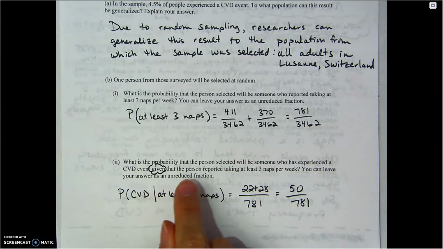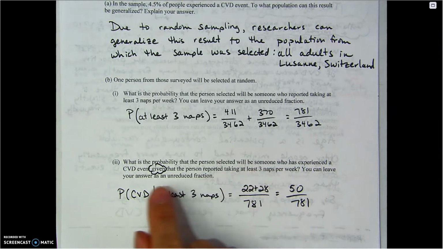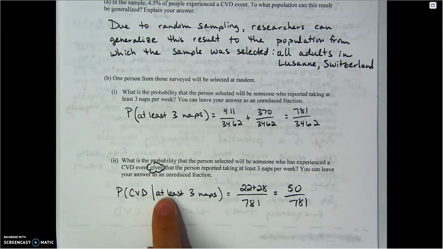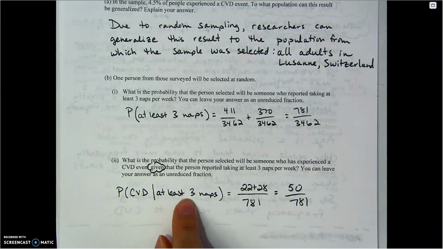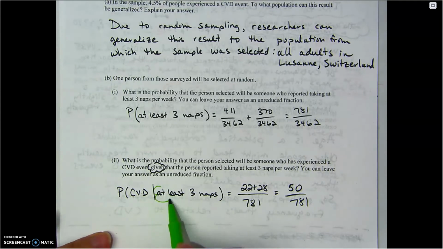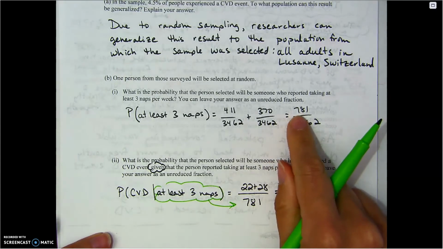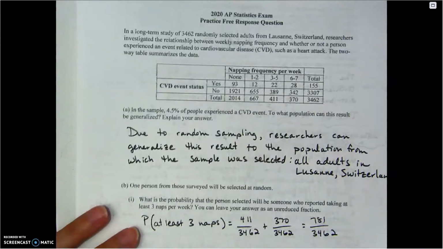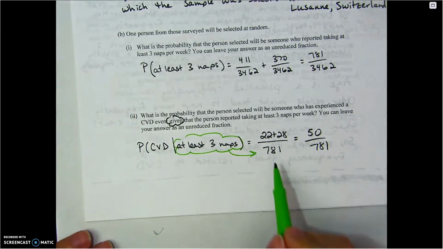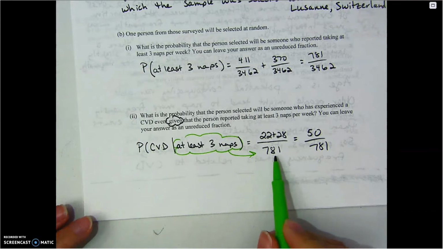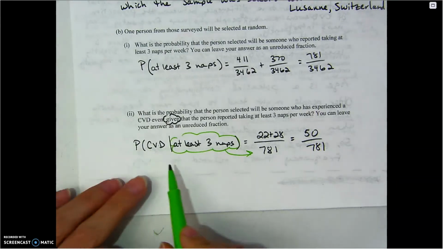Next, what is the probability that the person selected will be someone who has experienced a CVD event given the person has taken at least 3 naps per week? All right, so probability of CVD given 3 naps. The given denominator is going to represent just those 3 naps. So at least 3 naps, we just calculated as 781 people, 411 plus 370. So out of those 781 people, what is the probability of having a CVD event?